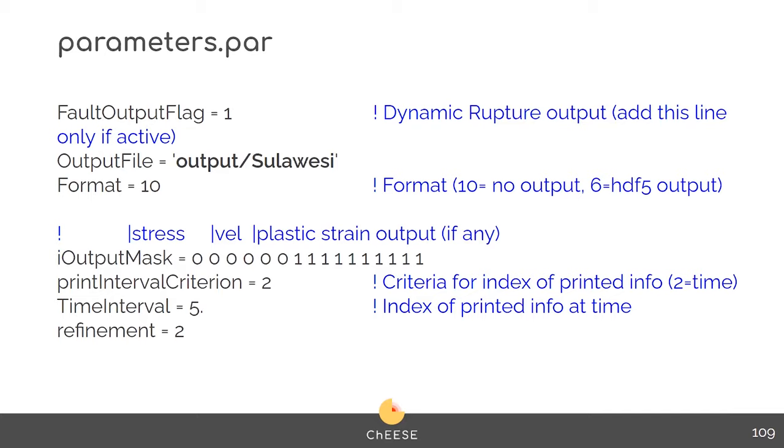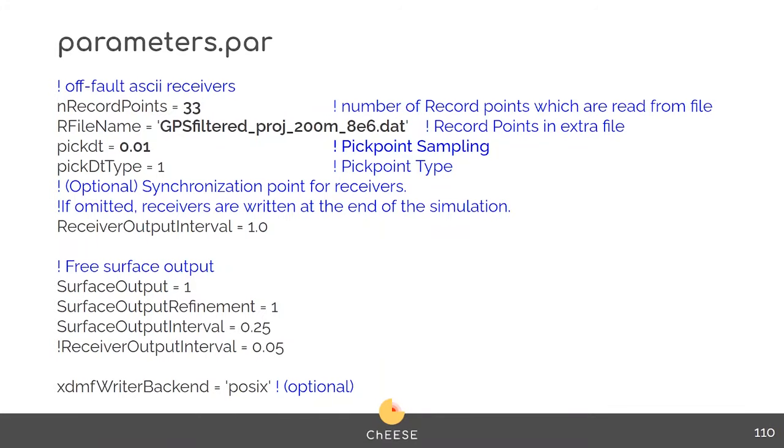Then what is interesting is that we will place off-fault receivers. So we will not only have receivers on the fault, but we will also place them spread around the fault. We have 33 receivers, and the record points, so the points where the receivers stand, are in this dot file, GPS filtered projection dot file. The sampling of each receiver is 0.01, so this will be the sampling of the seismograms afterwards.